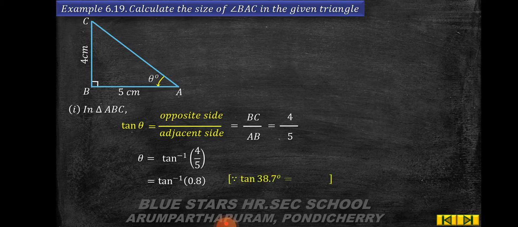Therefore, tan 38.7 degree is 0.8011, which is equal to 0.8. So the theta value, that is angle BAC, is equal to 38.7 degree.